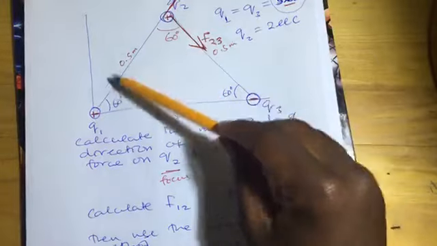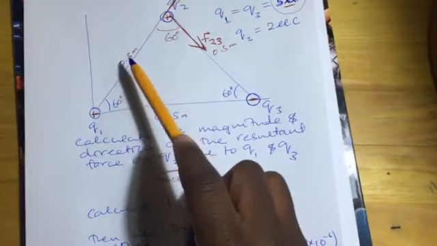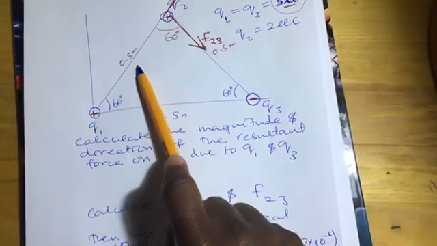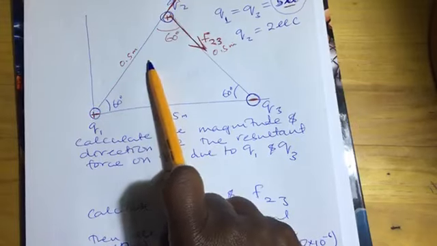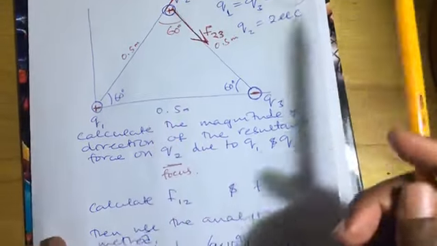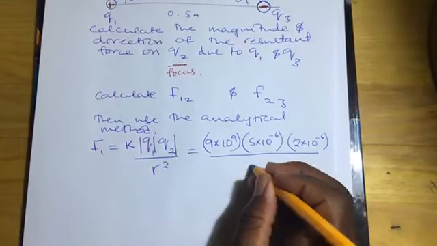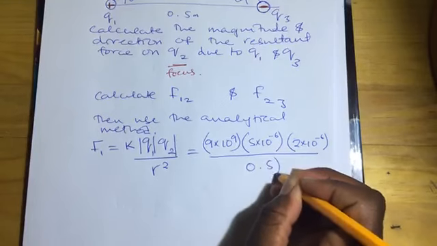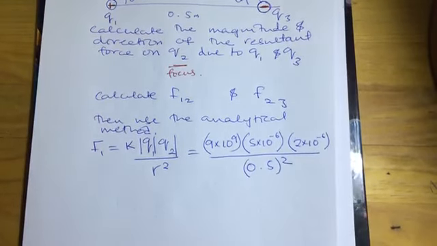And the separation distance was not given. You needed to get the separation distance from your understanding that this is an equilateral triangle. So separation distance is 0.5. So everything here is going to be divided by 0.5. Don't forget to square the separation distance. Now all you do is plug this in your calculator.